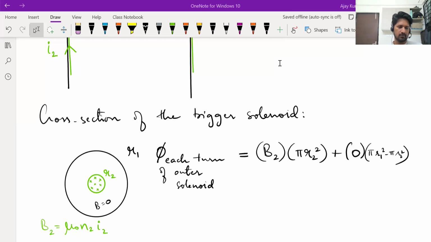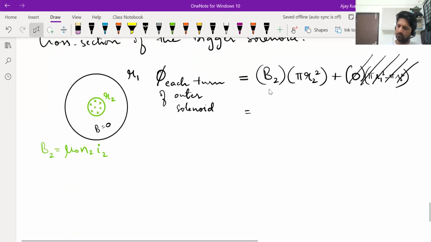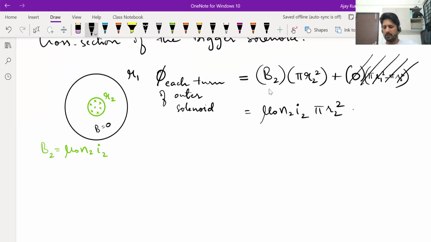Yes, sir. Okay. So this is the flux through each turn of the bigger solenoid. This term becomes 0. Leave it. B2 is mu naught N2 I2 and area is pi R2 square. Correct. Now what we need is the total flux in the outer solenoid.